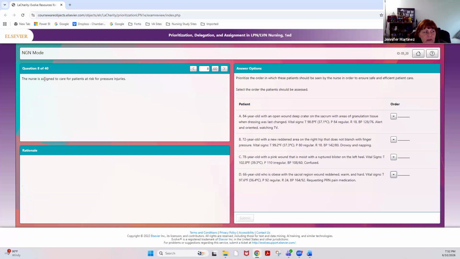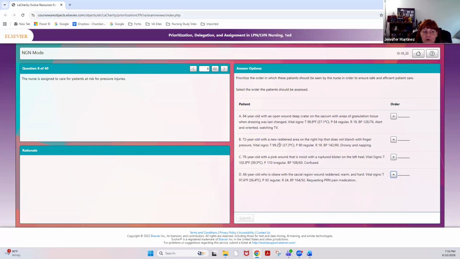All right. The nurse is assigned to care for patients at risk for pressure areas. Here's another one. Prioritize the order in which these patients could be seen by the nurse in order to ensure safe and effective patient care. So we're going to select the order the patients should be assessed. One, we have an 84-year-old with an open wound, a deep crater on the sacrum with areas of granulation tissue when the dressing was last changed. Vital signs: temperature 98.8, pulse 84, respiratory 18, blood pressure 128/76, alert and oriented, watching TV.